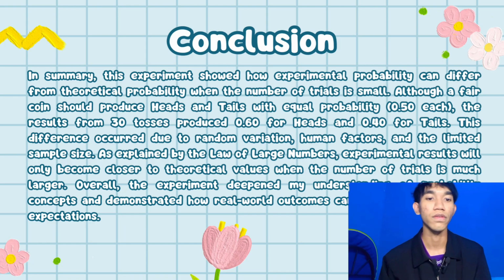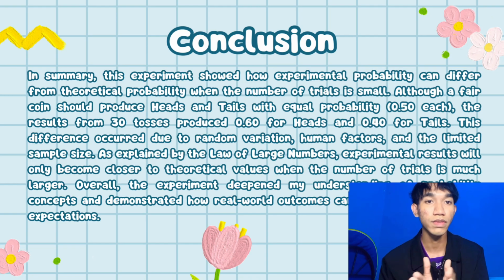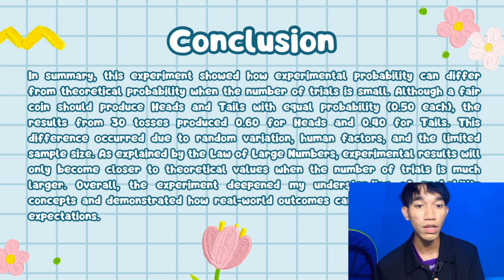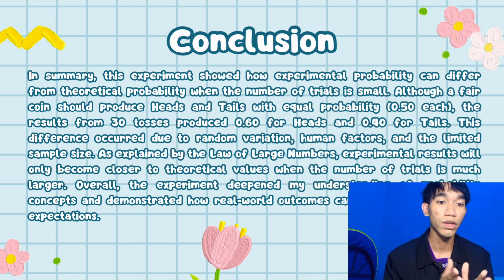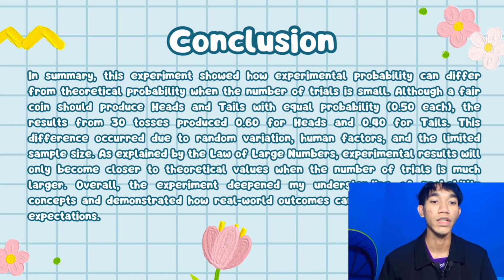This difference occurs due to random variations, the human factor, and the limited sample size. As explained by the law of large numbers, experimental results will only become closer to the theoretical values when the number of trials is much larger. Overall, the experiment deepened my understanding of probability concepts and demonstrated how real-world outcomes can differ from idealized expectations.